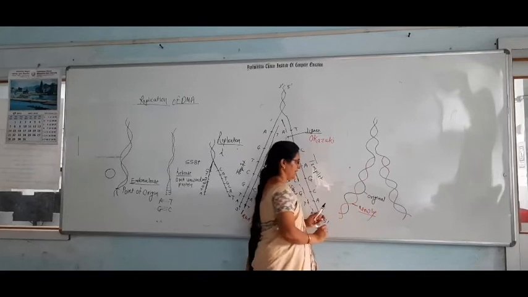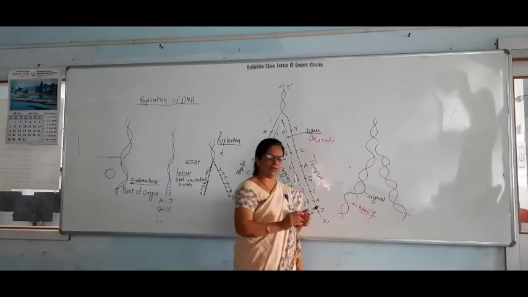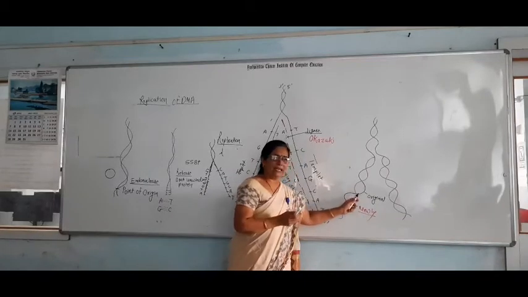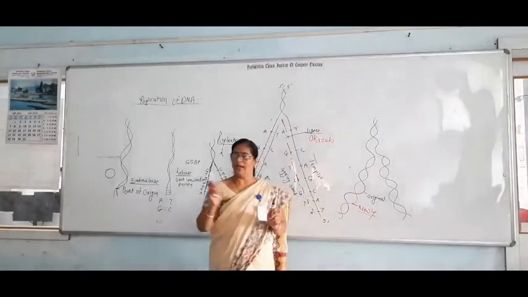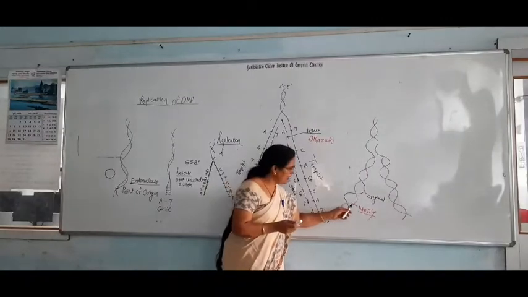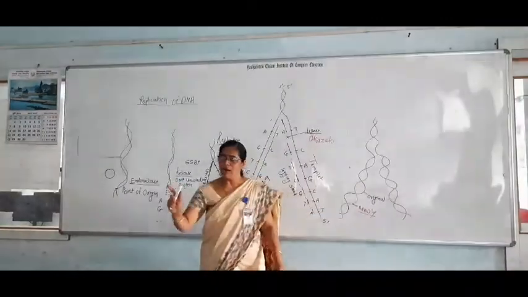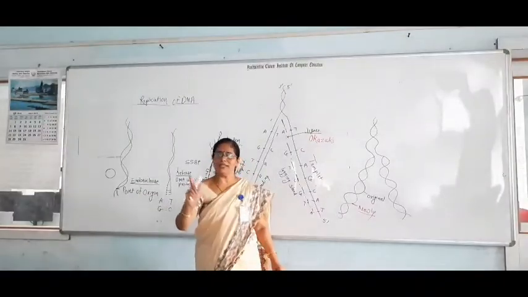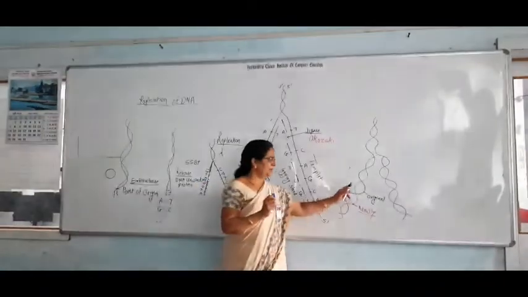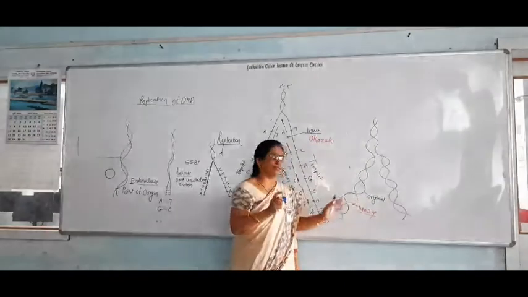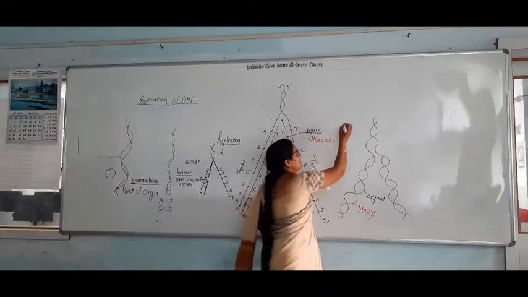Newly produced strand. Here again, the original strand and the newly produced strand. 50% of the strand of the DNA is the original, and 50% is newly produced. That's why it is called a semi-conservative method. 50% strand is the old and it is conserved.